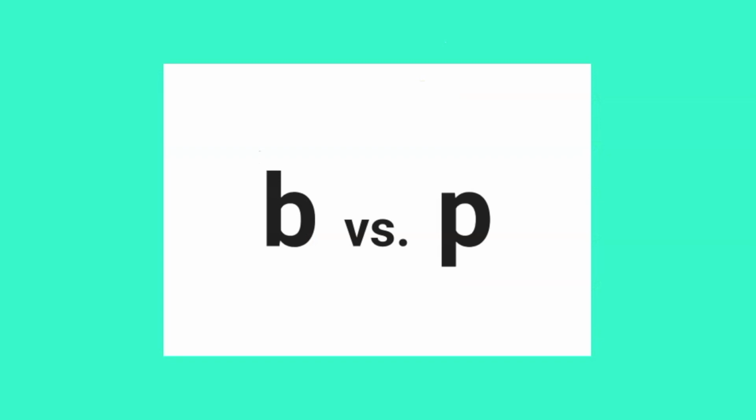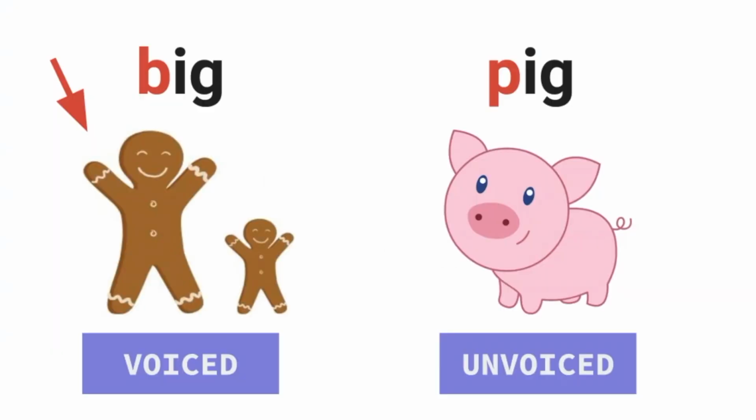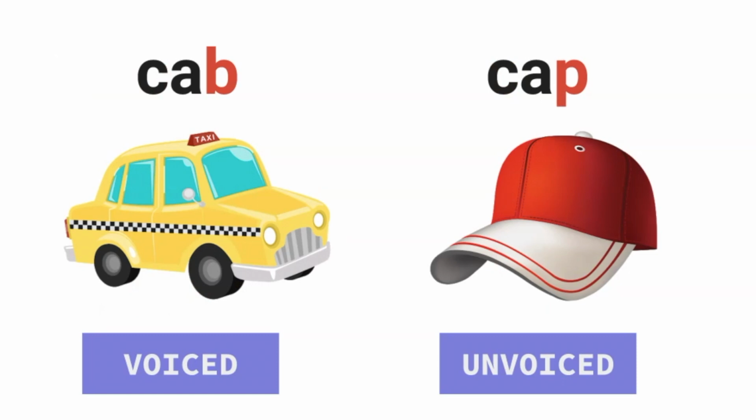Let's take a look at a few comparisons. In this section, we will compare voiced consonants, b, with unvoiced consonants, p. Big, pig. Cab, cap.